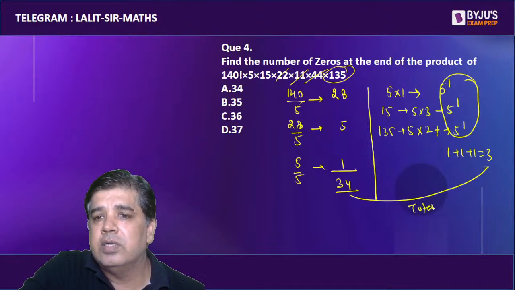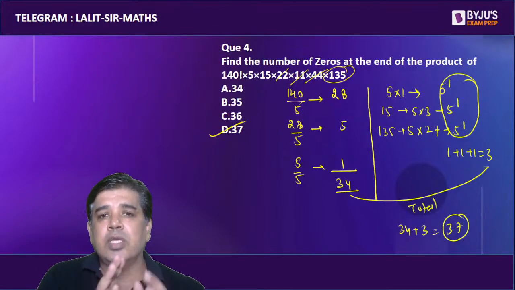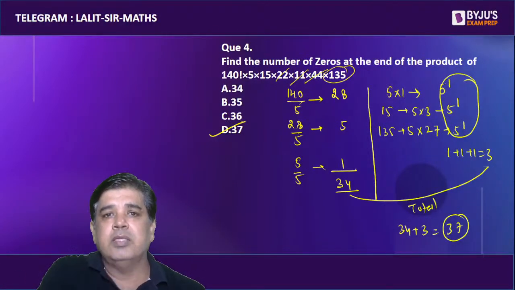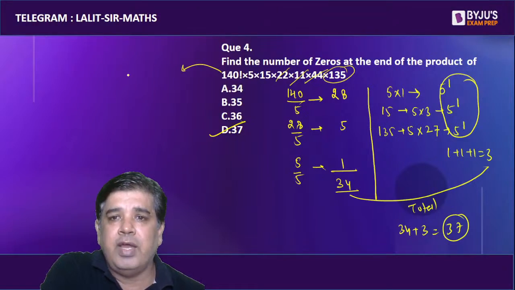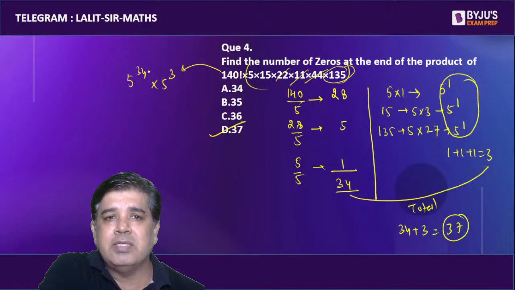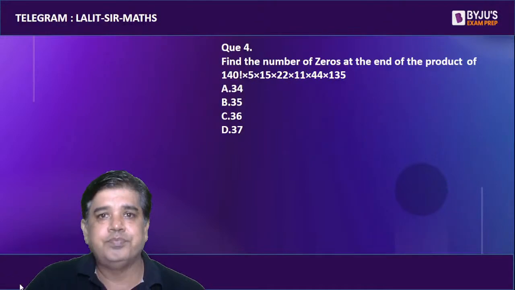The total is 34 plus 3, that is 37 times, because in a product we add the powers, right? This means in this we have 5 raised to power 34, and in all this product we have 5 raised to power 3. So when bases are the same, powers get added. The total number of 5s is 37, right?